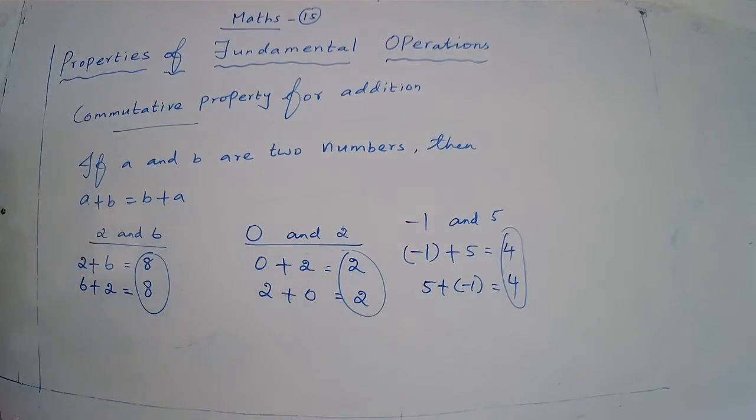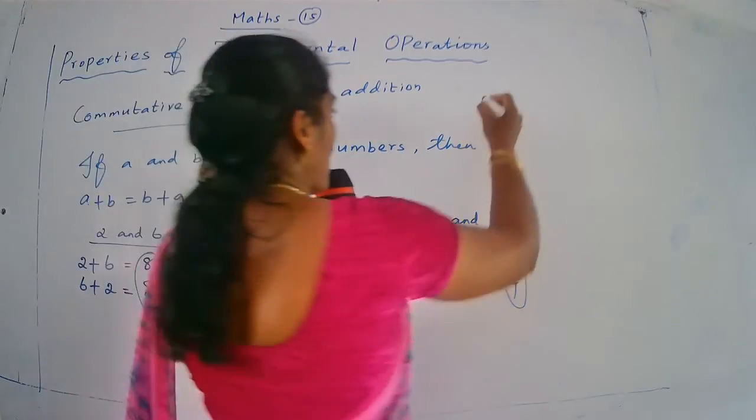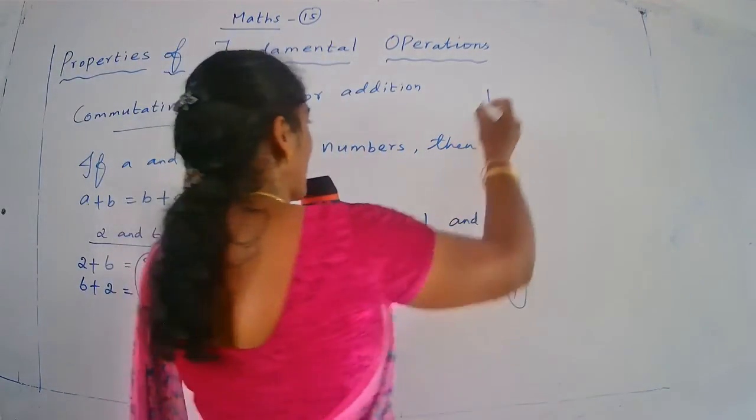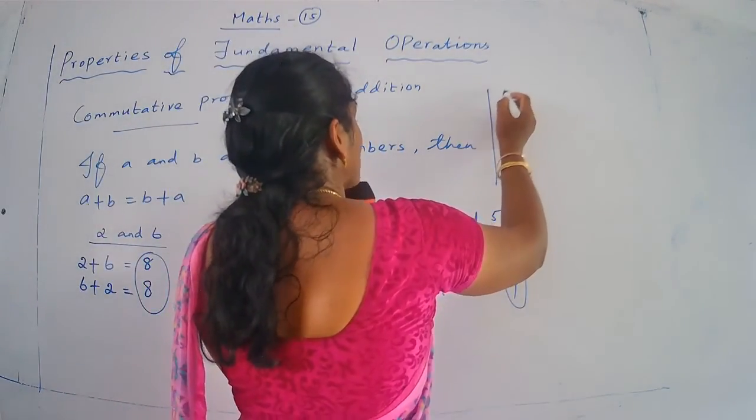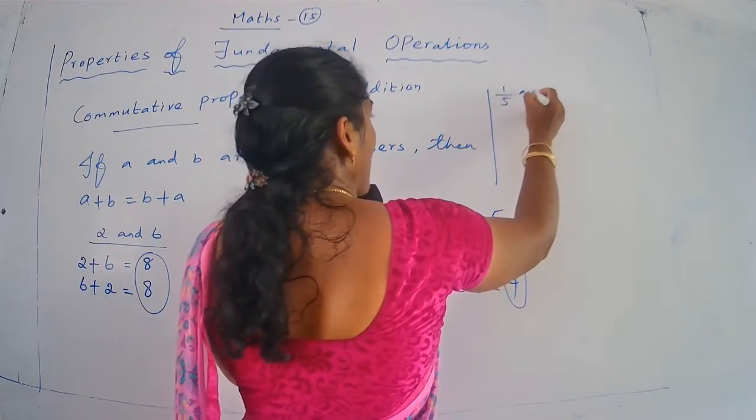Now you change the order. That means 2 upon 5 plus 1 upon 5 is equal to, the denominators are the same, so we add the numerators. That means 2 plus 1 upon 5. So what is the answer? 3 upon 5. You see that the two answers are the same. So the commutative property is true for addition of rational numbers.